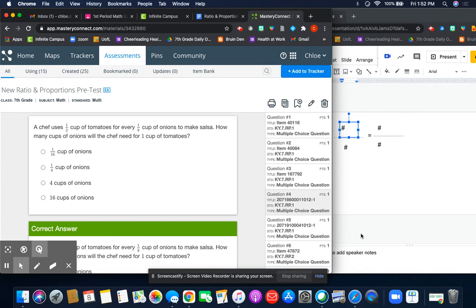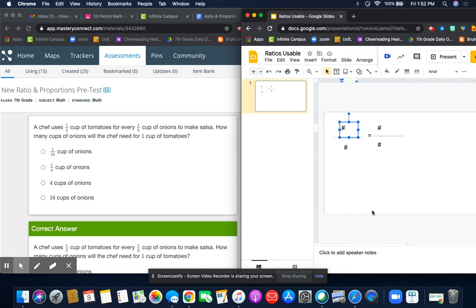All right, problem 4 is very similar. So again, they give us this rate. We're making salsa. We say we can use half a cup of tomatoes for every 1/8 of a cup of onion to make this salsa. I'm just going to put T for tomatoes, and 1/8 of an onion.